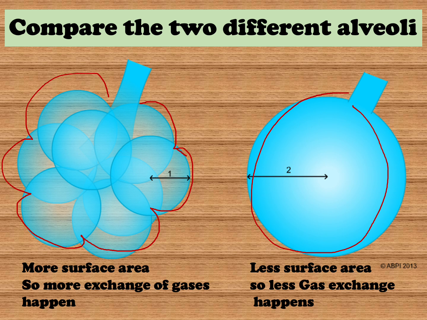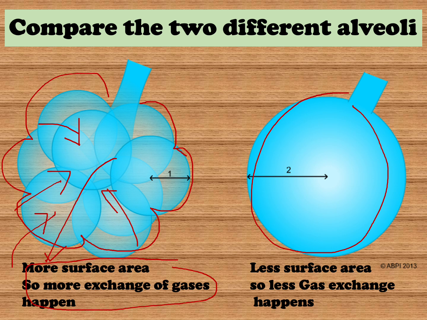So this is one more adaptation of alveoli, that they have more surface area to absorb more and more oxygen. The greater the surface area, more and more oxygen will be absorbed on its surface. More and more diffusion will happen. More and more carbon dioxide will be given from the blood to the outside of the alveoli. So just note this down in your notebook. More surface area, so more gas exchange will happen, more diffusion will happen, so more give and take of gases will happen. Is that clear?